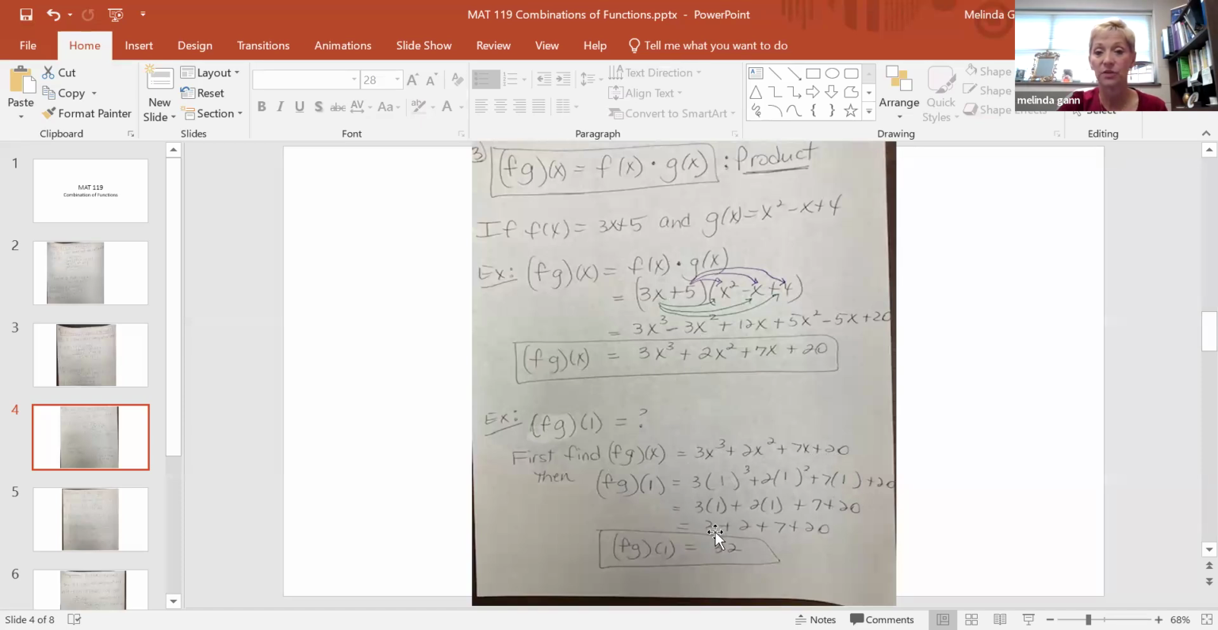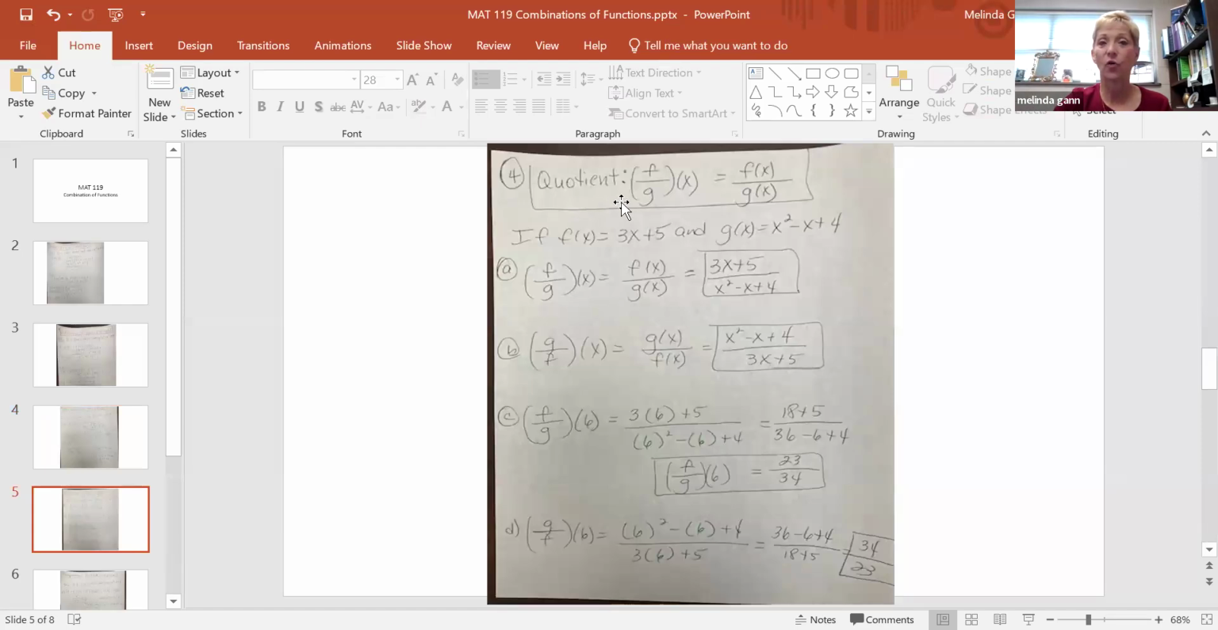So 3 times 1 is 3, and 2 times 1 is 2. I still got a plus 7 and a plus 20. When I added all that up, I got 32. So sometimes they're going to ask you just to leave a letter there, and you'll get what looks like an algebraic equation. Sometimes, though, they'll have a number there, which means your answer will be a number, okay? But even if they put a number, you've got to find the answer with the variable first, okay? So we've added them, we've subtracted them, we've multiplied them, now we're going to divide them.